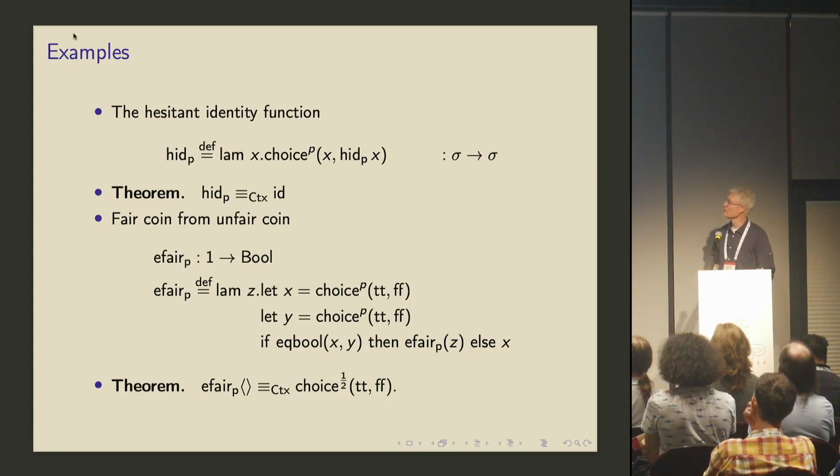Or this other example here, which is perhaps more interesting than the toy one: you simulate a fair coin using an unfair coin. If you have an unfair coin, you can simulate a fair coin by flipping it twice. If you get different results, you pick the first one. If you get the same result, you repeat the experiment. And that's essentially what this program does. It flips twice. If they're equal, then you call yourself again. Otherwise, you return the first one. And we also proved that this one is contextually equivalent to a fair choice operation. So fair coin.